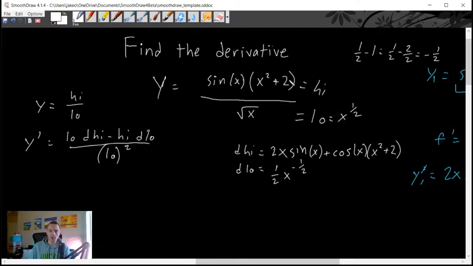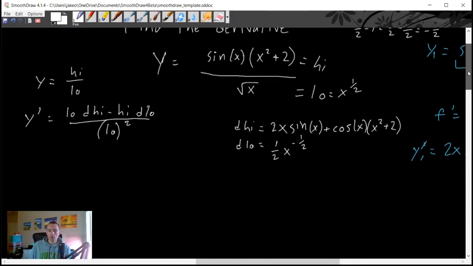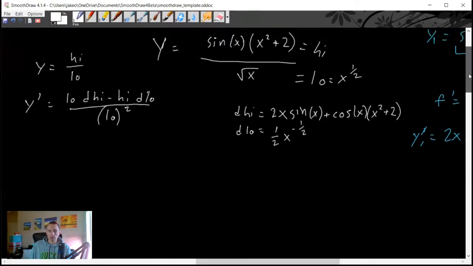Okay, so now we have these four pieces: high, low, d high, d low. And now I can just use this quotient rule formula. So let's go ahead and do that now. That's just going to be low times d high. So low is x to the 1/2. So y prime is going to be x to the 1/2 times d high, which is all this right here. Make sure to put that all in parentheses, because this x to the 1/2 needs to distribute to both of these terms here.